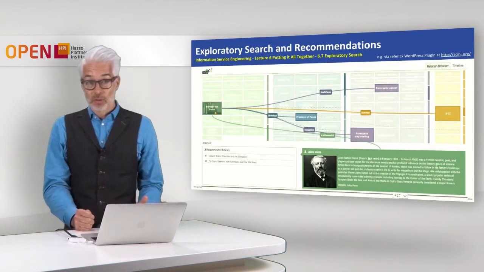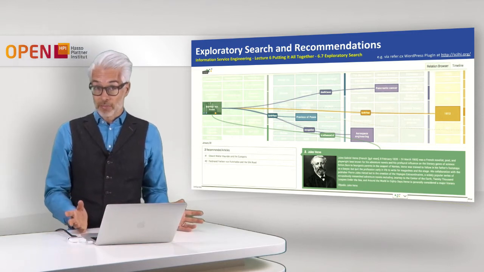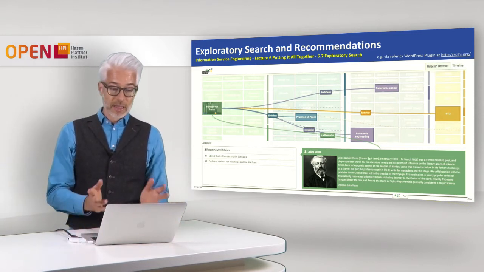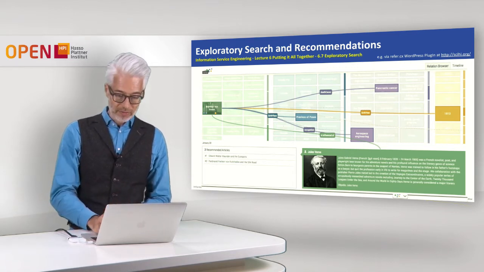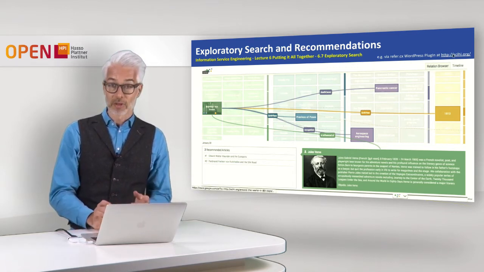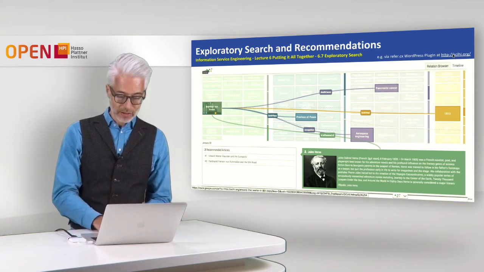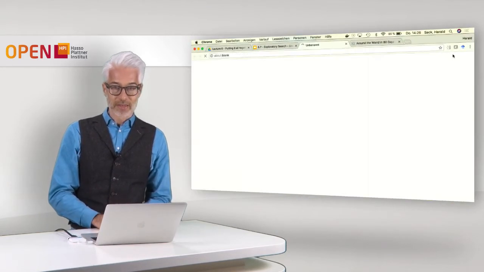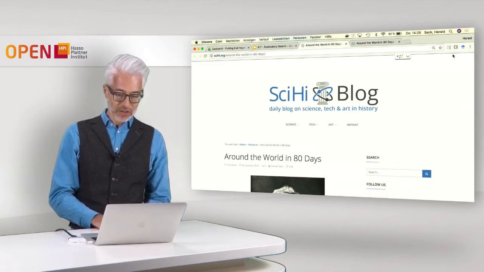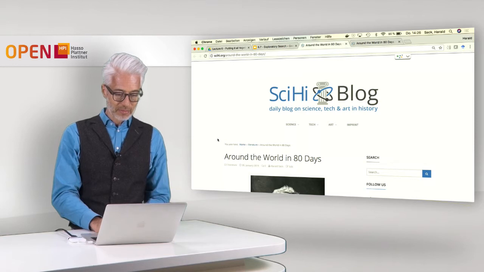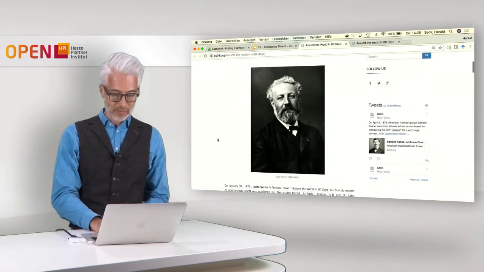To enable exploratory search on the web, there are a few examples. One of them that I wanted to show you is a nice browser that is established in a blog that we have written for several years, and the blog is called Sky High blog. This is the blog on the history of science, art and technology. And there is an article, for example. This is a WordPress plugin, by the way.